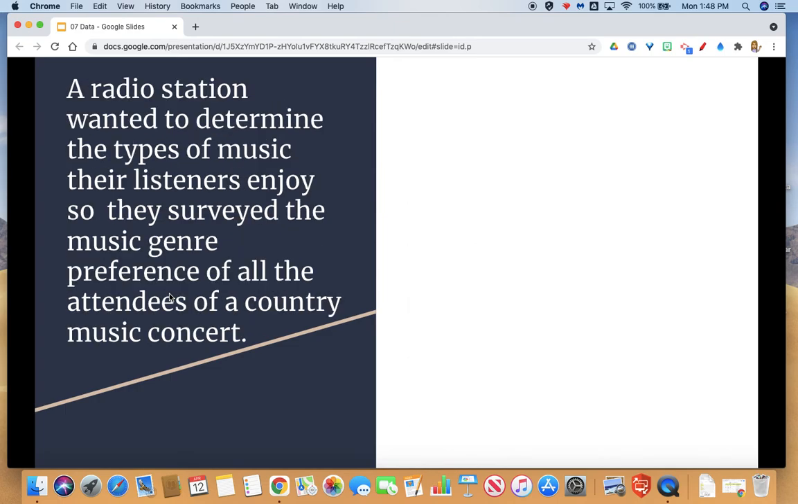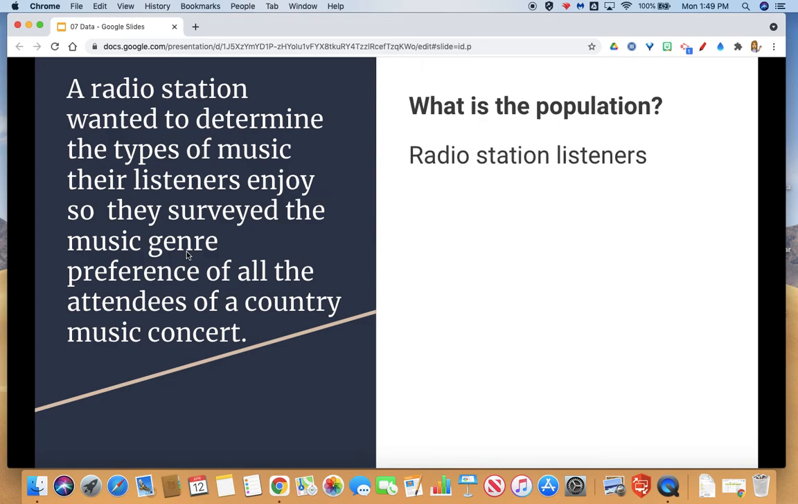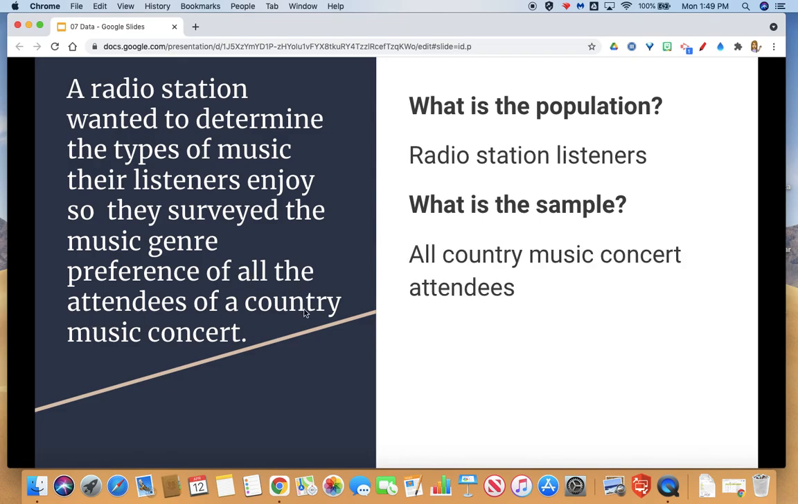Let's look at one more example. A radio station wanted to determine the types of music their listeners enjoy, so they surveyed the music genre preference of all the attendees of a country music concert. Who's the population? Well, it's a radio station that wants to know what their listeners enjoy. So that would be the radio station listeners would be the population, the whole group. Who was the actual sample? Who did they survey? They surveyed the attendees of a country music concert.